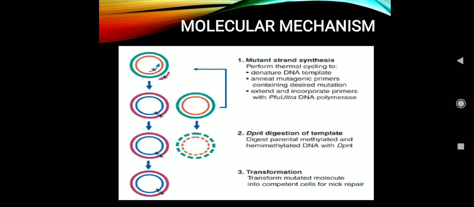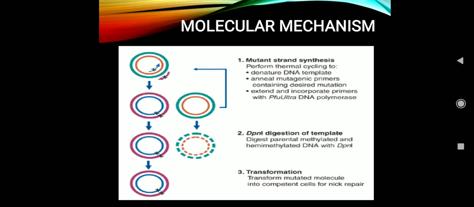Once the cells are transformed by this plasmid, the mutated plasmid gets repaired in the transformed E. coli cell. After that, the clones are screened by sequencing the genome. So screening will be done by the sequencing method. This is how we get the mutated plasmid, and this is how mutagenesis is created in the cell.